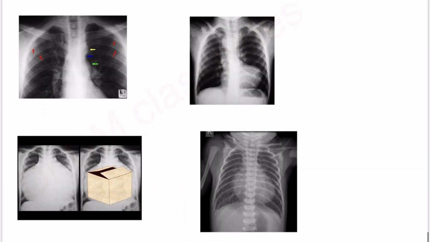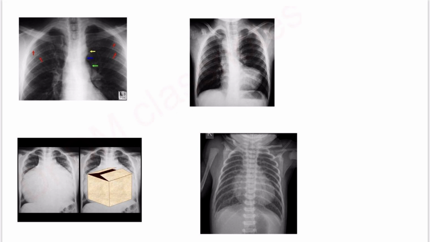Right? So let's recap all the images that we have discussed. First, inferior rib notching and 3 sign. This is nothing but coarctation of aorta. Then we saw boot-shaped heart. This we see in tetralogy of Fallot. Then we have box-shaped heart. We see in Epstein anomaly. And lastly, egg on string appearance, transposition of great arteries.